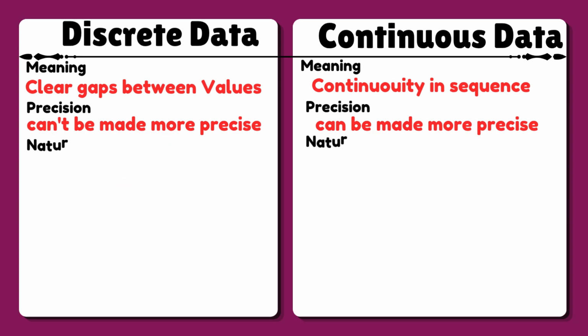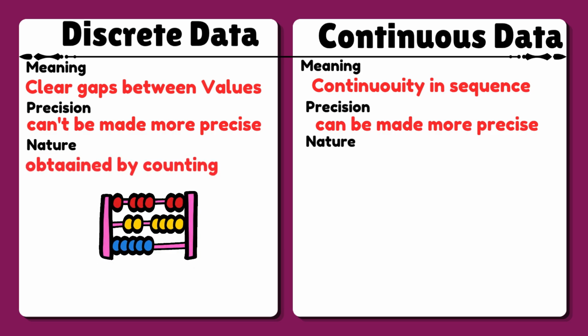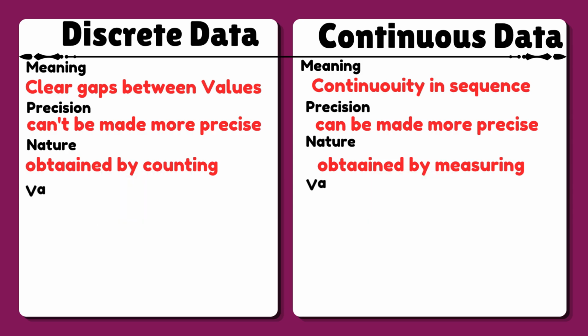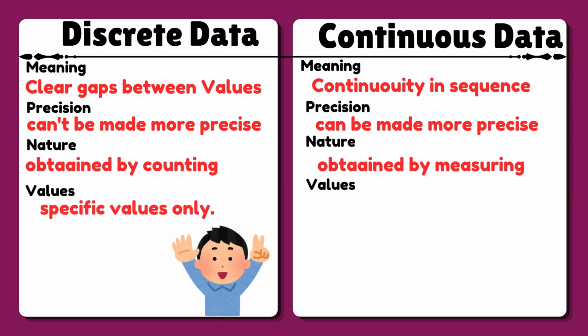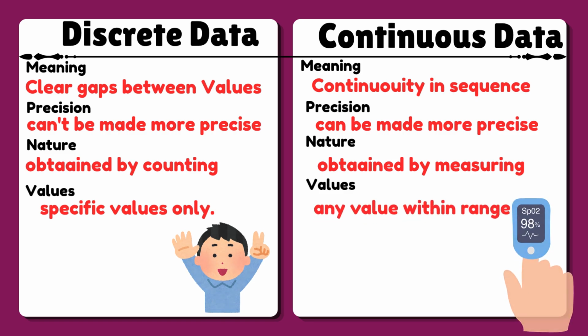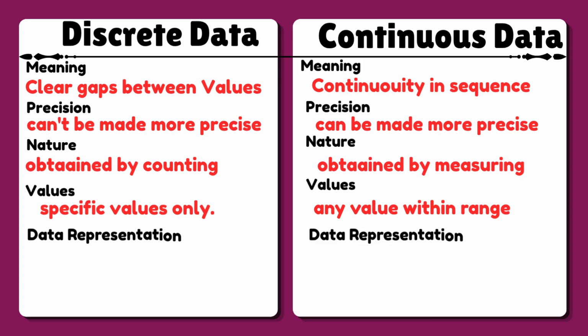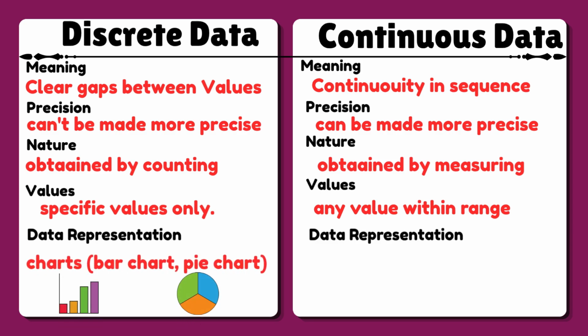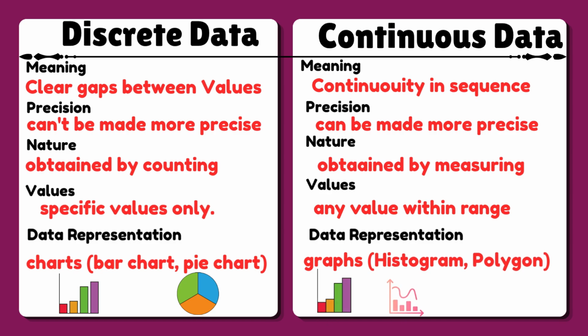Third, in terms of nature. Discrete data is obtained by counting, whereas continuous data is obtained by measuring. Fourth, in terms of values. Discrete data can take only specific, distinct values within a given range. In contrast, continuous data can take any value within that range. Finally, in terms of representation. Discrete data is usually represented using bar charts and pie charts, whereas continuous data is commonly represented using histograms, frequency curves, scatter plots, and other graphs.